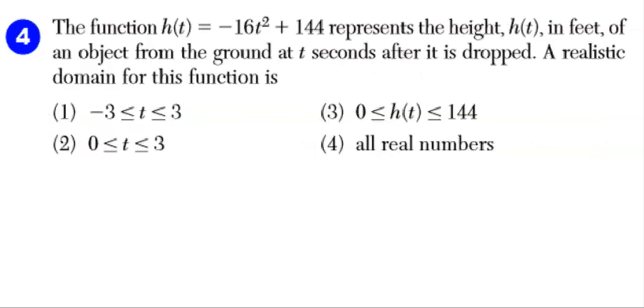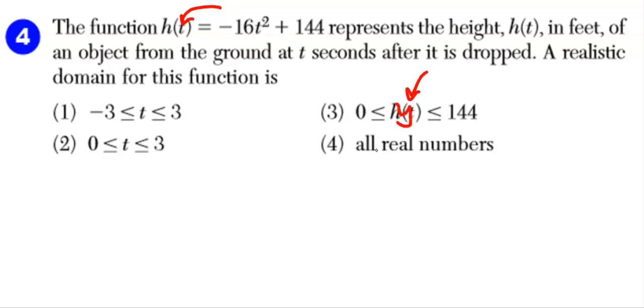Causal. Number 4. A function is defined here, and it represents the height of an object from the ground t seconds after it's dropped. A realistic domain for this function is which one of these options? Now, a domain is your x value. And in this case, our x value, or our input, is the letter t. So that means anything that doesn't have a t in it can't be right.